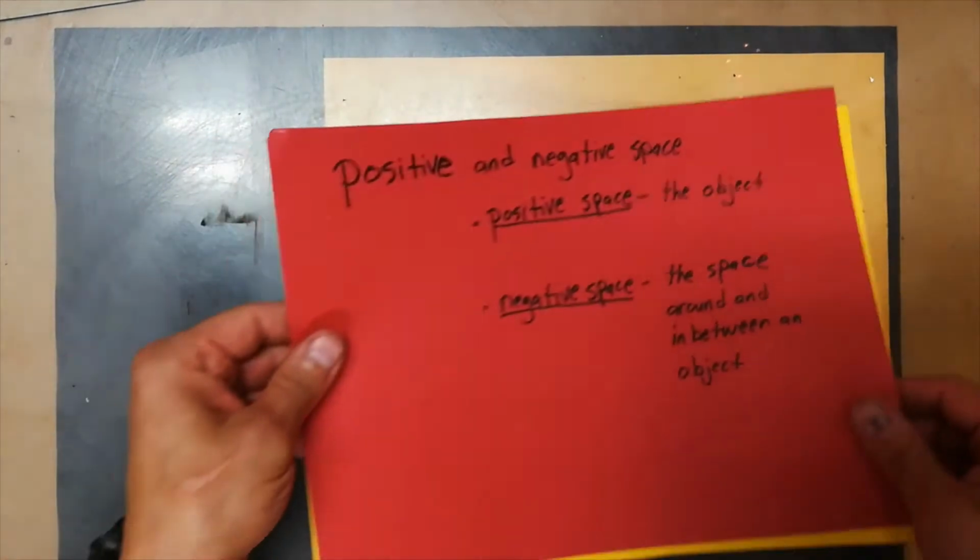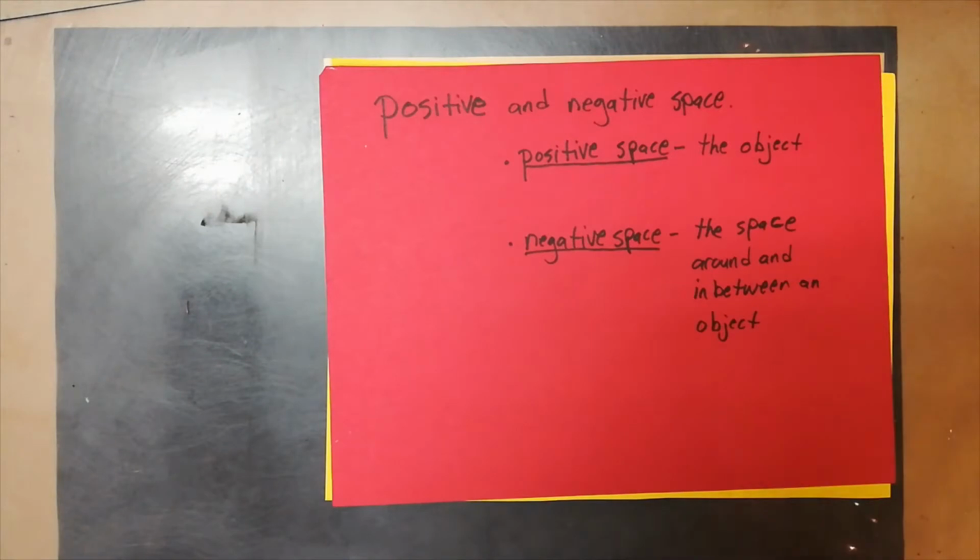So quick review. Positive and negative space. Positive space is usually the object. Negative space is a space around and in between an object.